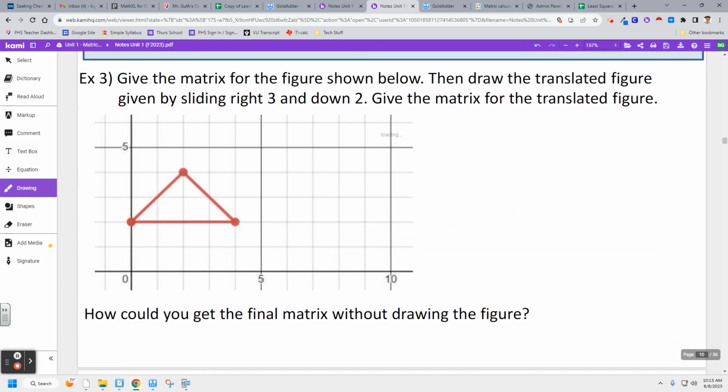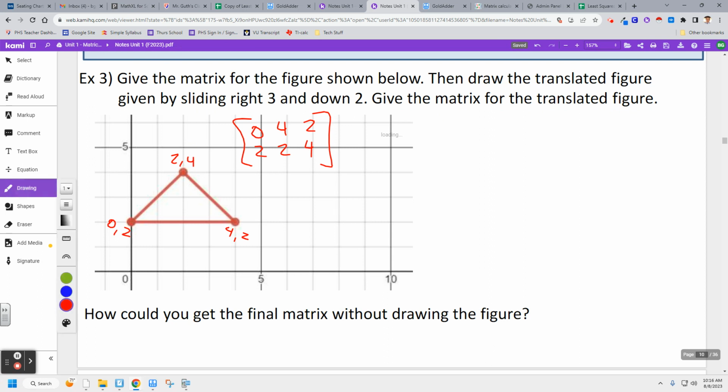Number 3, give the matrix for the figure shown below. Then draw the translated figure given by sliding right 3 and down 2. Okay? Right 3 and down 2. Give the matrix for the translated figure. So think about the points here. We've got 0, 2, 4, 2, and 2, 4. So the matrix would be 0, 2, 4, 2, 2, 4. And again, it doesn't matter which order you put the points, but that's that.